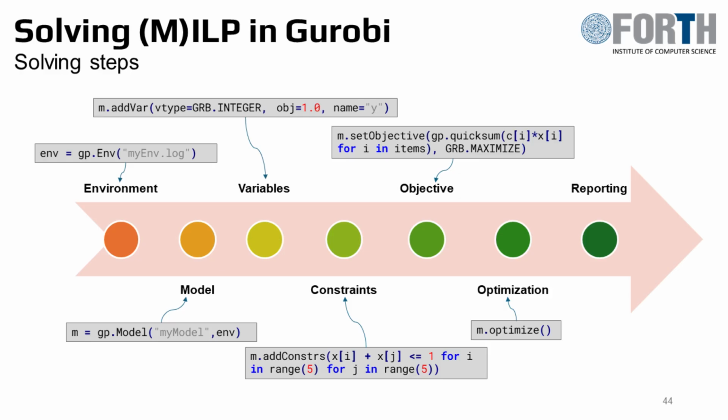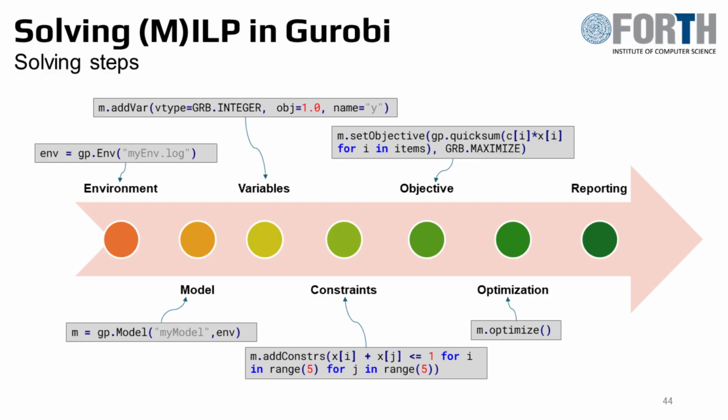At a high level, solving an optimization model in Gurobi follows a very structured workflow. The process begins by creating an environment, which manages licensing, logging, and solver configuration. In Python, this is typically done by initializing a Gurobi environment object. Next, we create a model inside that environment. The model is the container that will hold variables, constraints, and the objective function.